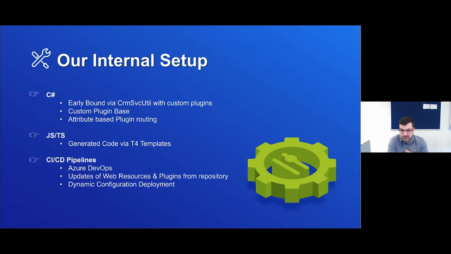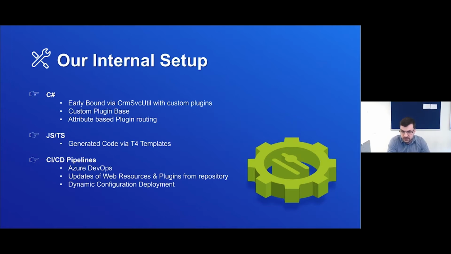And of course, we also use early bound entities. So we have, of course, the basic SDK together with some custom plugins to generate option sets and things like that. We have a common plugin base, and what we also do is we have attributes to route the calls. So we don't check for entity names or messages like create or update, delete, because it's the same thing again and again. And it's very simple to implement a generic logic to make it very easy to implement that. And the next topic is JavaScript or TypeScript.